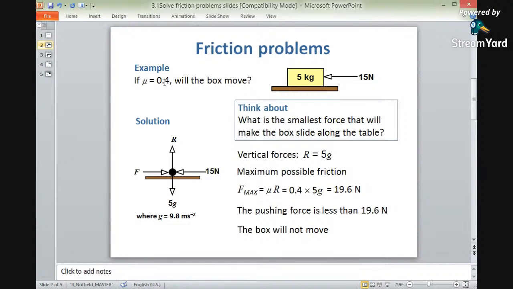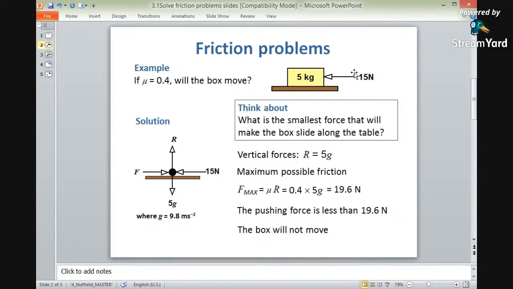If mu is equal to 0.4, will the block move? So if the coefficient of friction is 0.4, will this block move to the right or not? Depending upon this coefficient of friction, what will be the resistance to motion? What is the maximum force required for its motion?